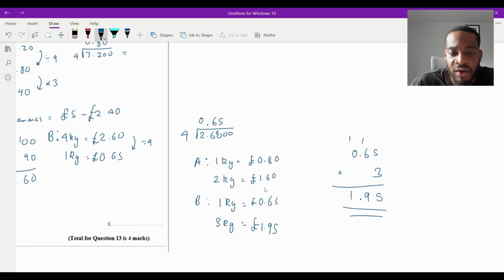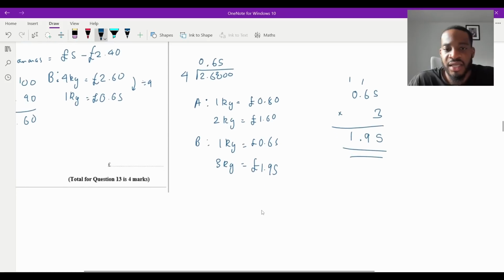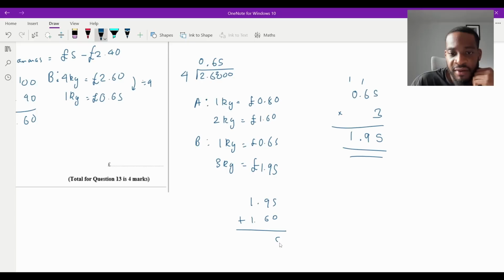So now we've got the cost of each of these. The cost of 2 kilograms of apples, £1.60. Cost of 3 kilograms is £1.95. So we're just going to add these together, aren't we? I'll do the 195 on the top, plus 160 on the bottom. That's going to be a 5 there. 9 and a 6 is 15, carry the 1. And then 1 plus 1 plus 1, which is 3. So the answer is just going to be £3.55.